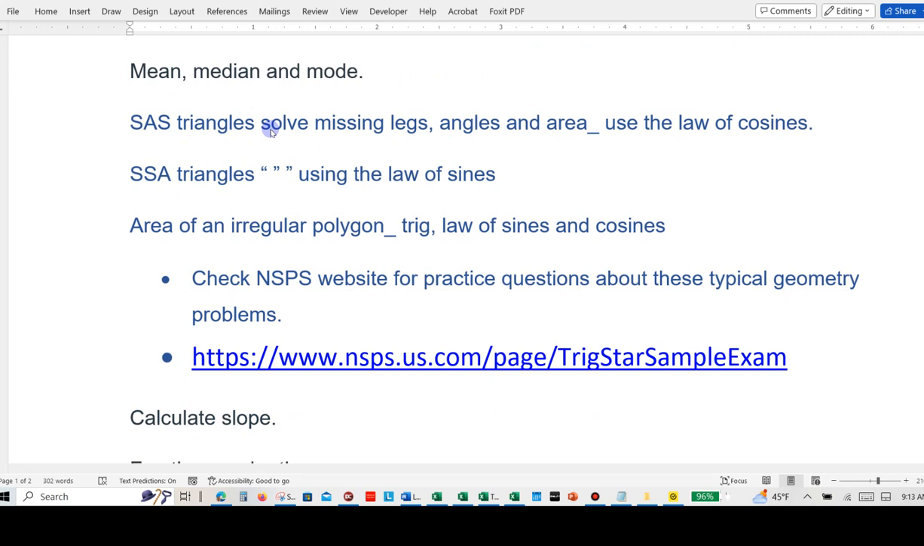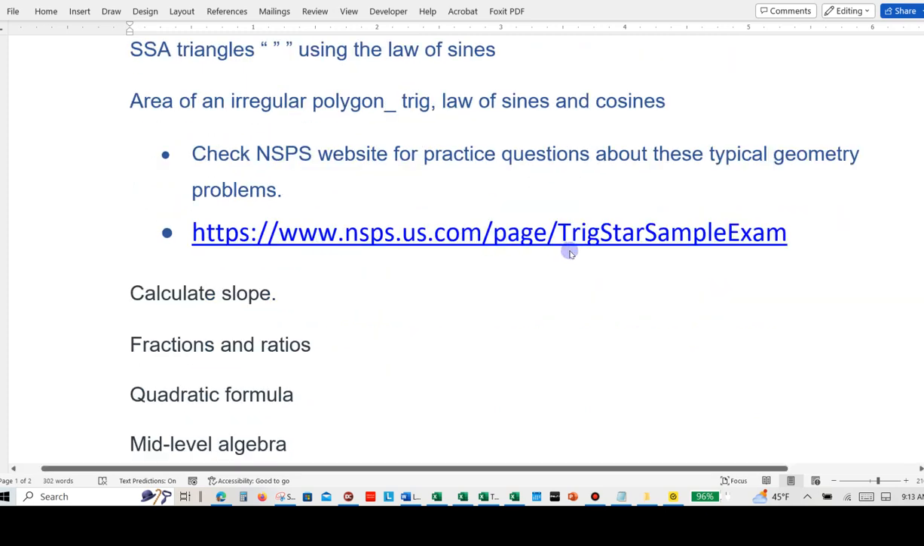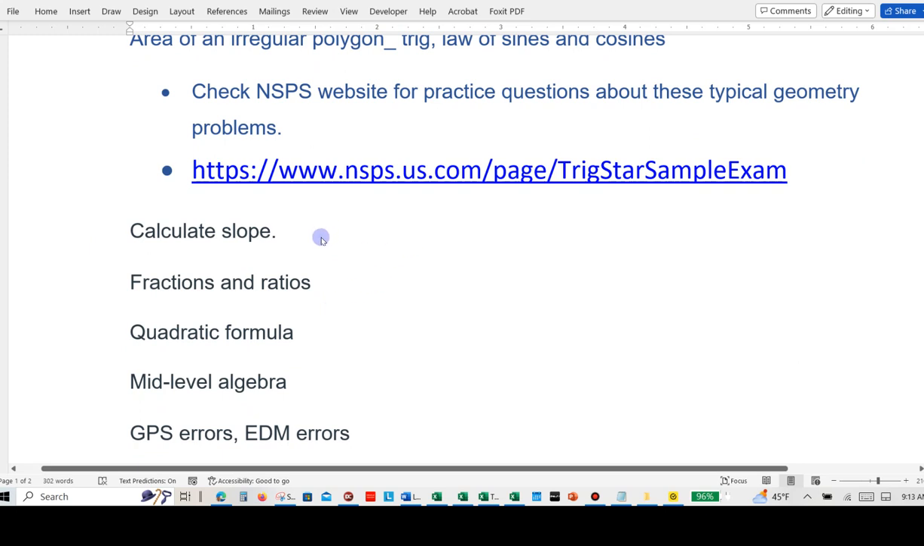And side-angle-side, law of sines in general. This is the website. If you can do these problems that are on there, you're golden. You won't have any problem with the stuff on the test.